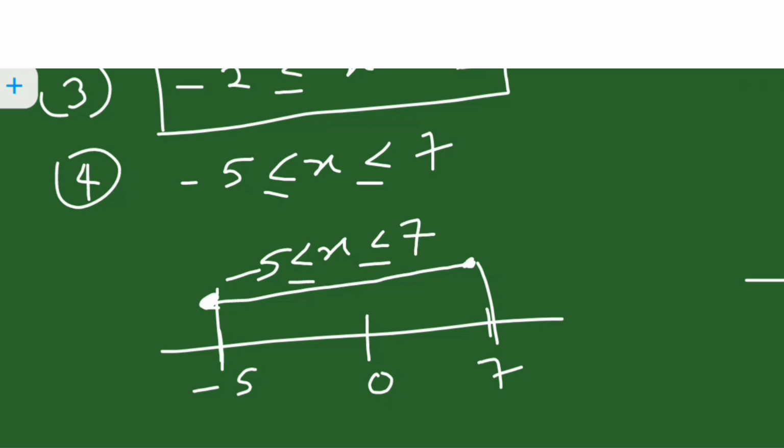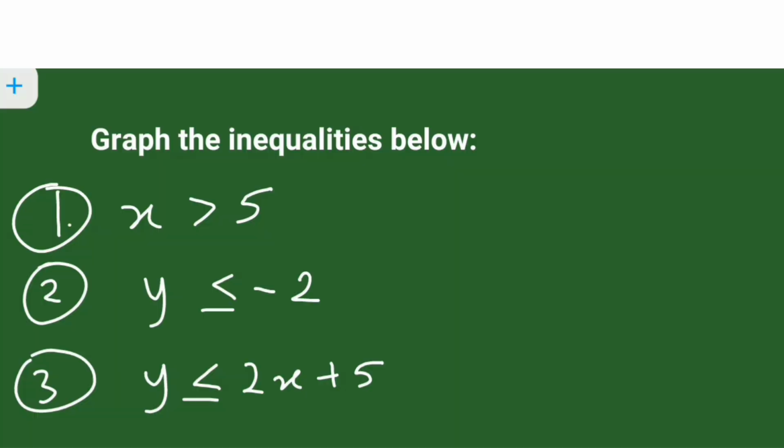So that's how to represent inequalities on a number line. It's very simple. I hope you understand. Now let's move to the next aspect. For the previous part of the video, we've talked about how to represent inequalities on a number line. Now we're going to talk about how to graph inequalities.